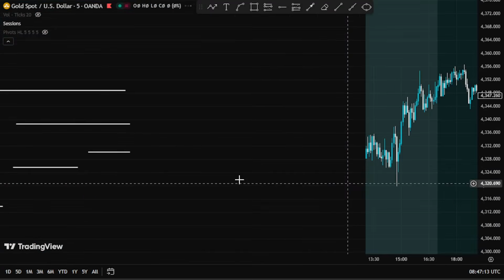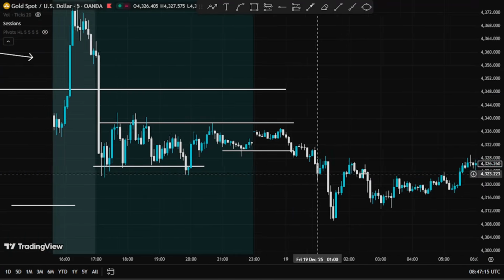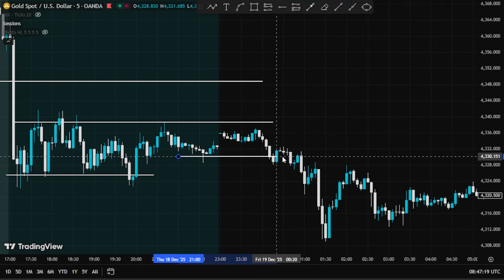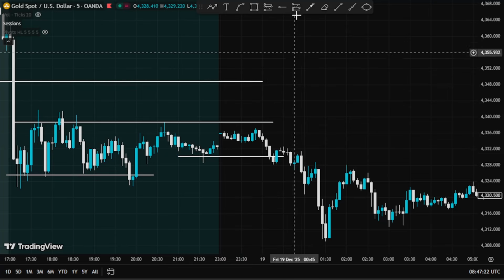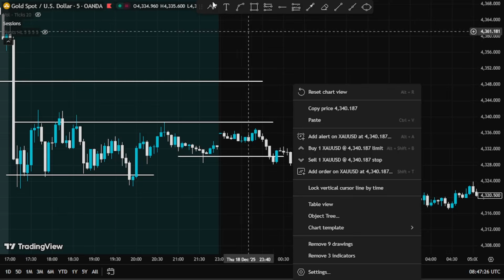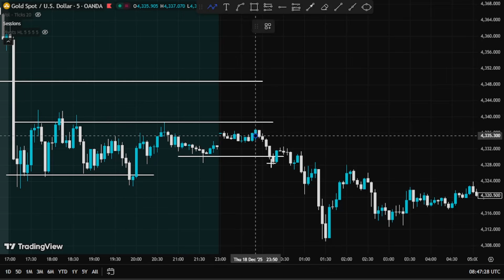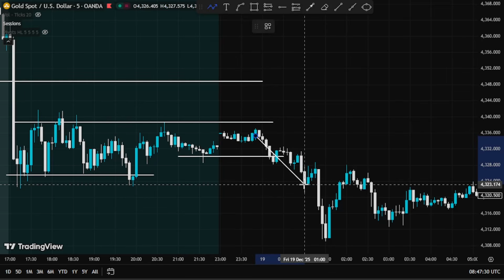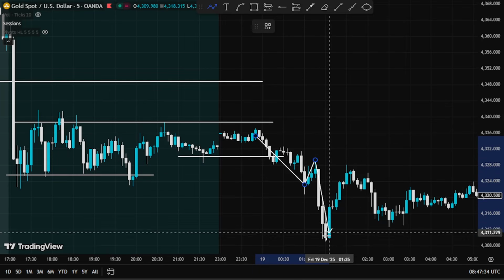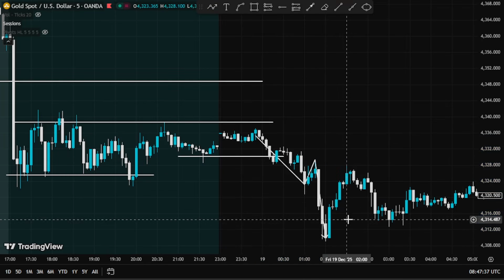So let's go to that exact location here. You can see that when price broke again, this time it gave us the lower high. So when price broke here, it kept going down, and then it gave us this lower high.